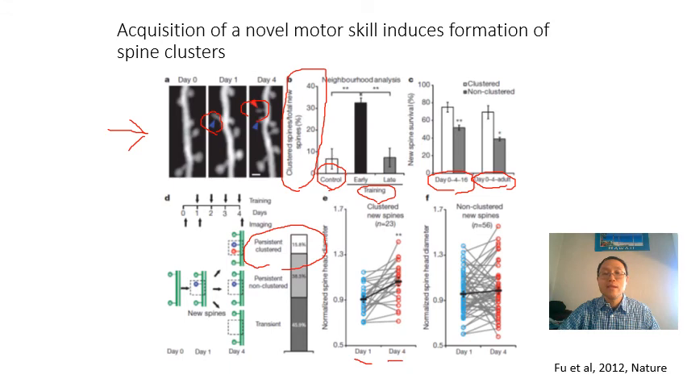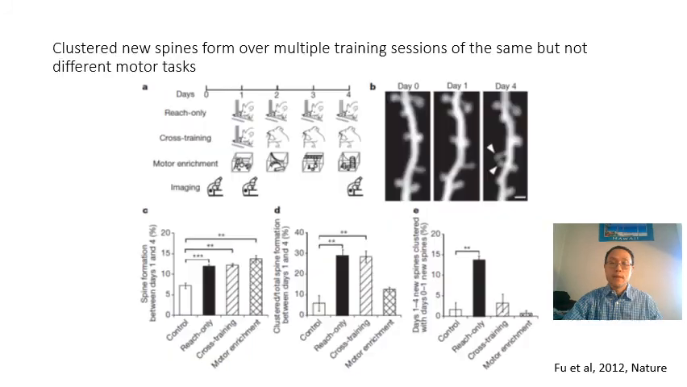So what this means is that there is a functional gain of this increased amount of plasticity that is associated with the cluster spines, but they don't see this in the non-clustered new spines. Okay. Now, the next thing they wanted to do is make sure that the clustered new spines form over multiple training sessions of the same but not different motor tasks.